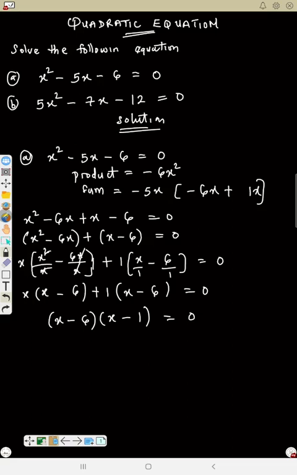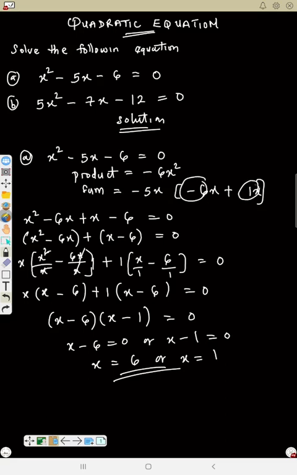Now, for this equation to be true, then x minus 6 will be equals to 0, or x minus 1 will be equals to 0. So x is 6 or x is 1. So that's the answer. Now if you compare using Short's method, the two factors are minus 6 and plus 1. Interchange the sign. X will be plus 6 or x is minus 1.